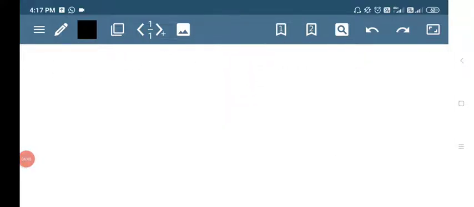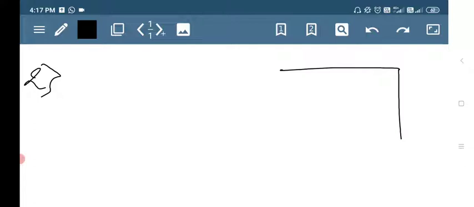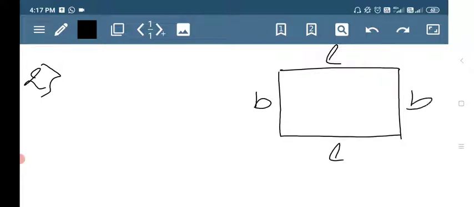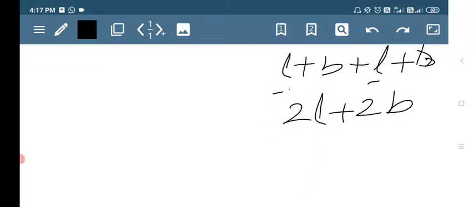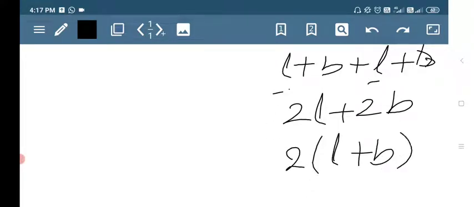Next, second question. The perimeter of a rectangular swimming pool. Dear students, what is perimeter? If this is length and this is breadth, the perimeter is L plus B plus L plus B, right? Adding all the outsides. So L plus L is 2L, B plus B is 2B, taking 2 common outside, 2 times L plus B.